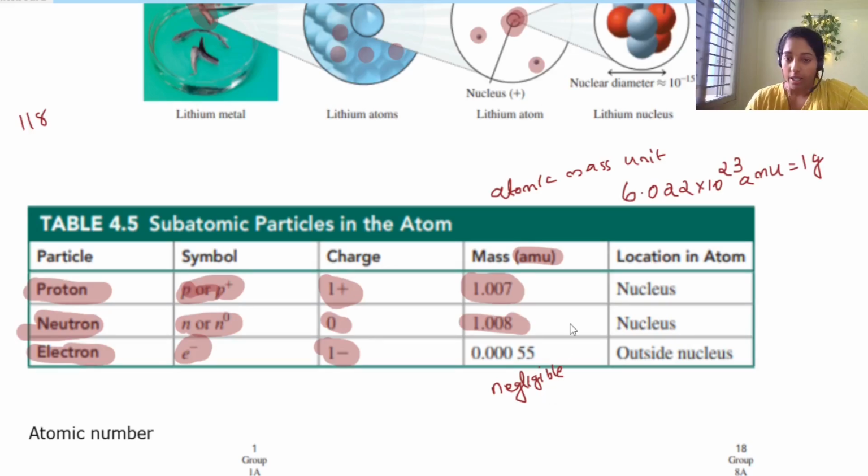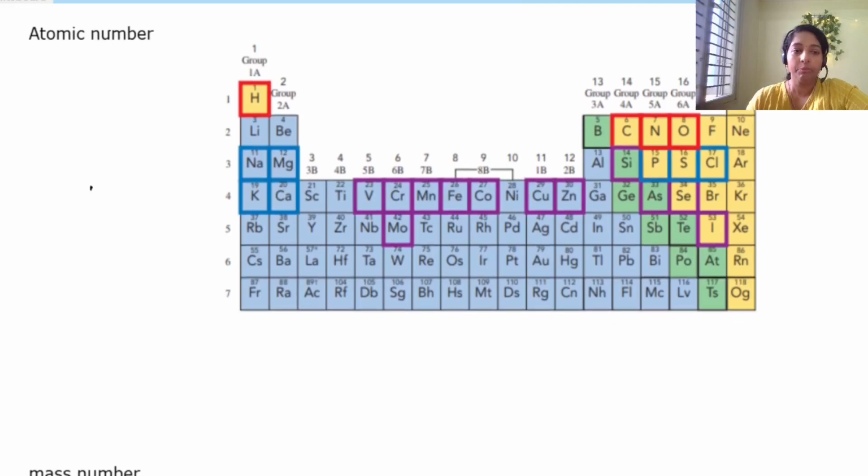Clear? And as you know, regarding locations, protons and neutrons are inside the nucleus, and electrons are revolving around the nucleus.